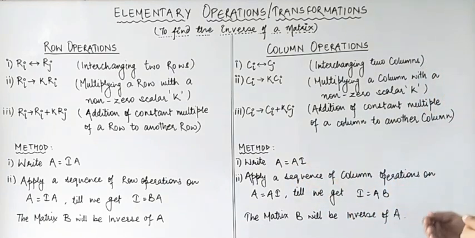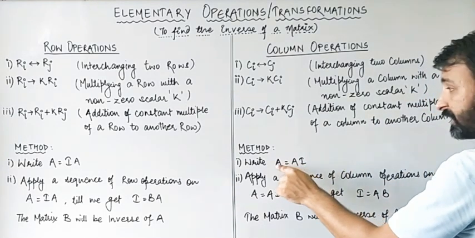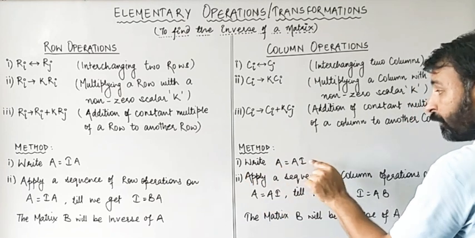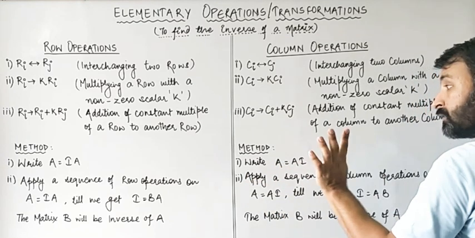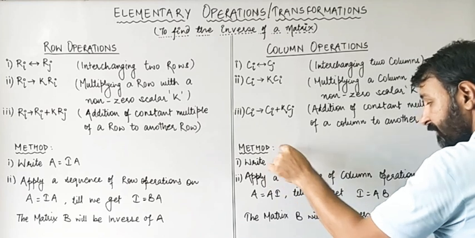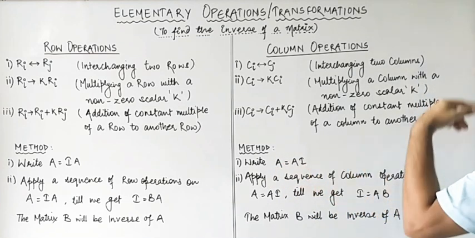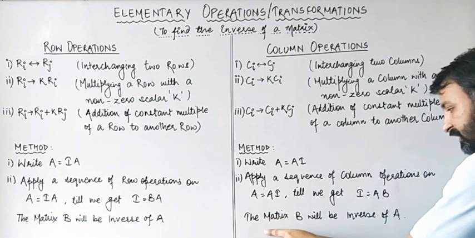That is, we have to apply the column operations on this A on the left hand side and on this I on the right hand side. Now when this A will become I and this I becomes some B, in that case this B is the inverse of A.